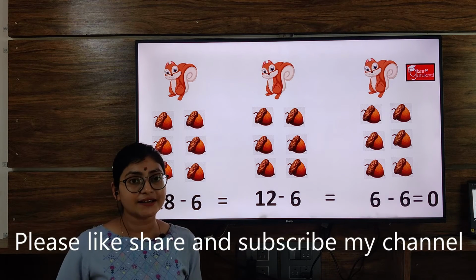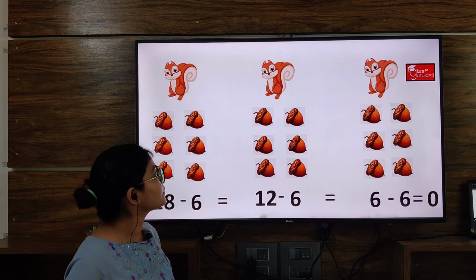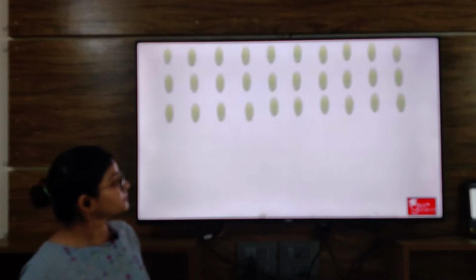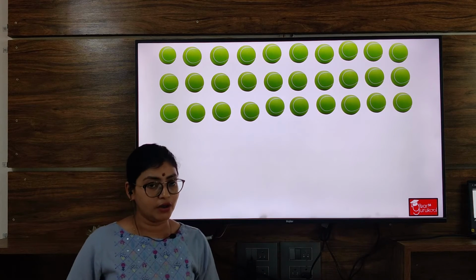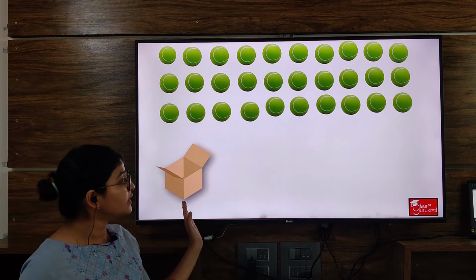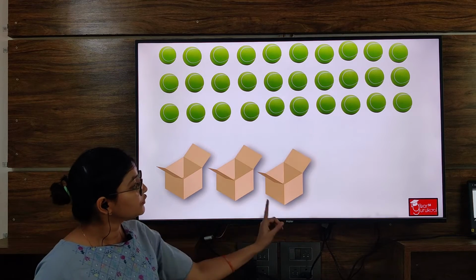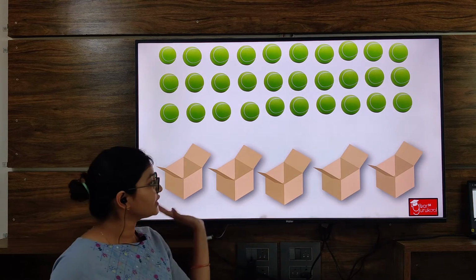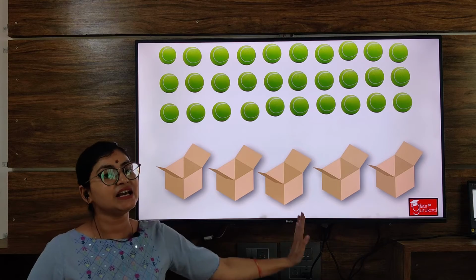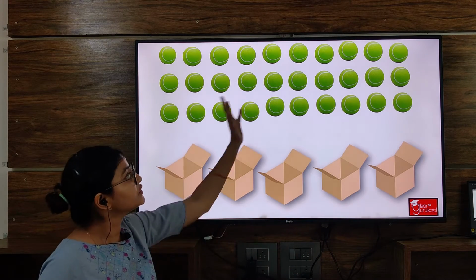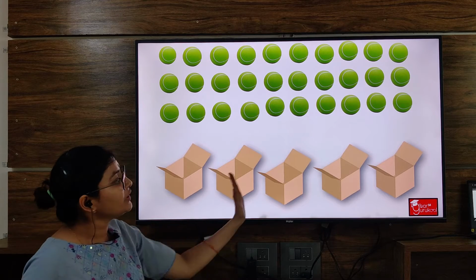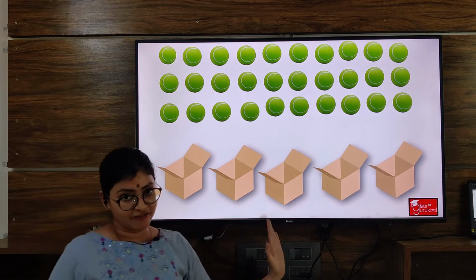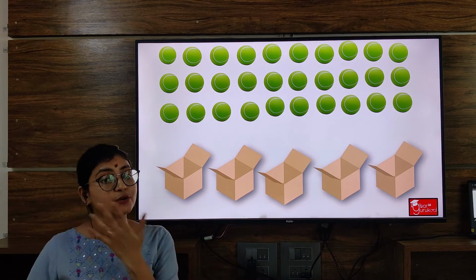Now let's understand this through one more example. Here I have 30 balls in all, and I want to put these balls in these 5 boxes equally and fairly, meaning I want to divide these balls so that I get an equal number of balls in all 5 boxes. So how will I do it? Using the method of division.